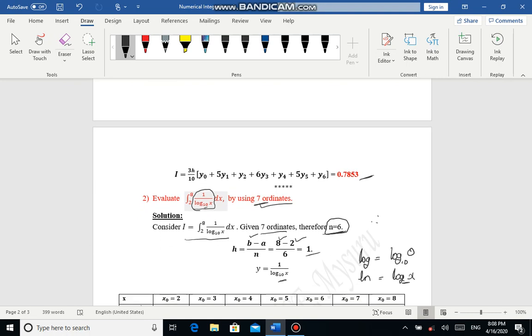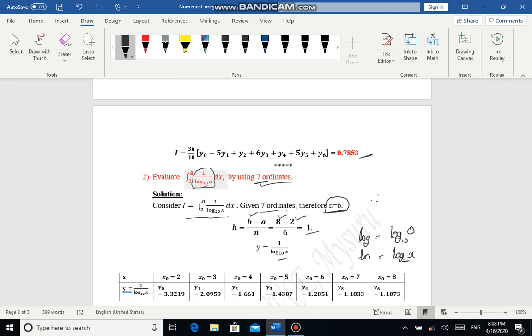Now, similar to the previous problem, here also we need to construct the table. First x0 is your lower limit, x0 is 2. Then x1 is x0 plus h, 2 plus 1, 3. Then x2, x3, x4, x5 and x6. Here also I am going to end with x6 because x6 is 8, my upper limit. For each value of x, find the y value using log to the base 10, using the log option in the calculator.